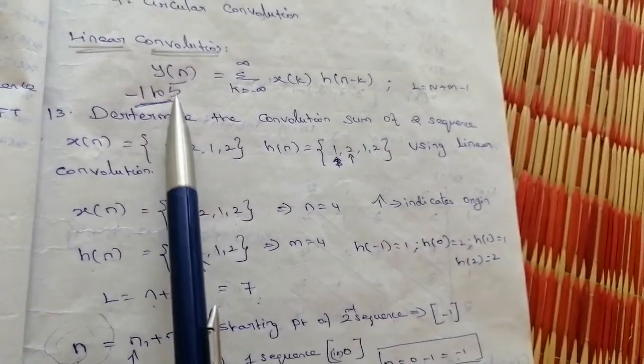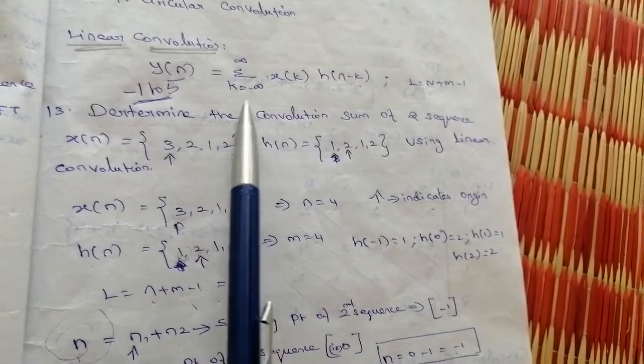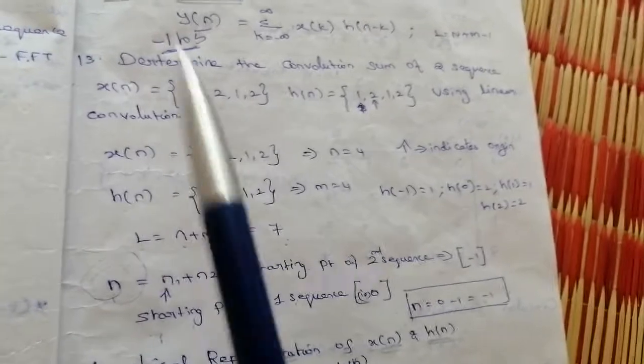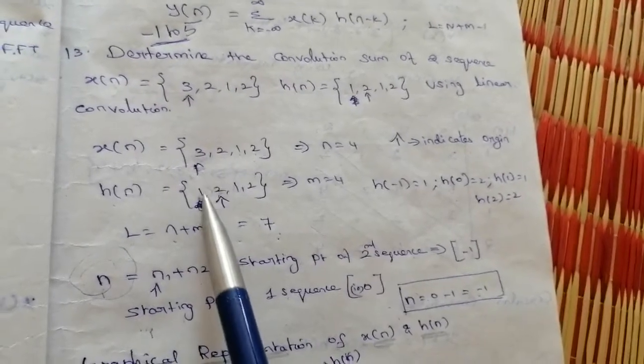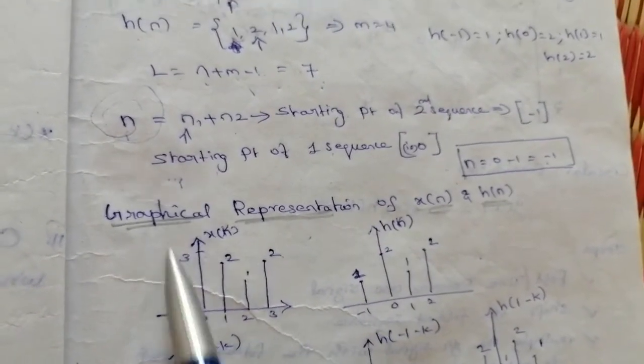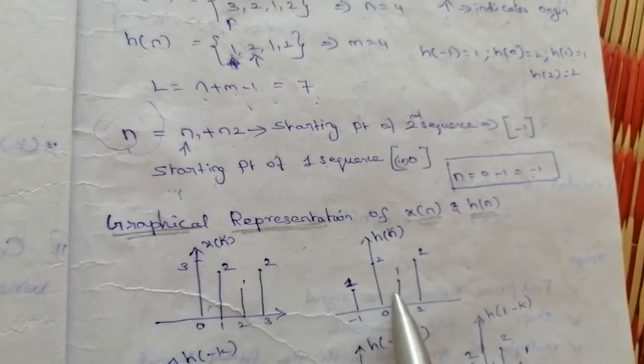Minus 1, 0, 1, 2, 3, 4, 5. So totally 7 values is that. So this is the method to solve the linear convolution problem. Let's go with the problem. That is graphical representations. This is the graphical diagram of x of k and this is h of k.